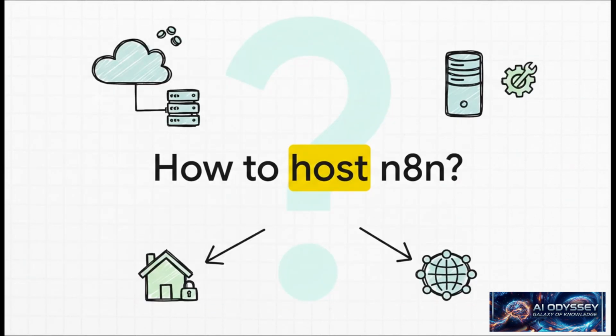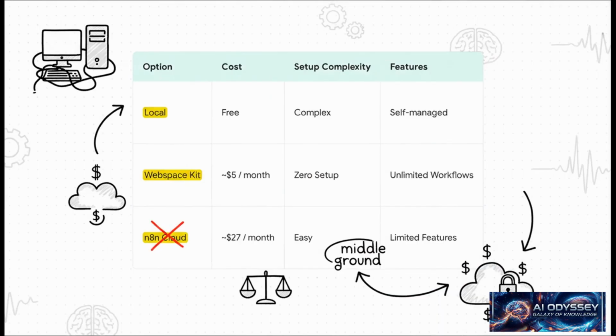So the first big question you've got to ask is, where is your n8n going to live? You've got a few options for hosting it, and each one has its own pros and cons. Really just depends on your budget and how technically savvy you're feeling. Okay, let's break it down. You can host it locally on your own computer, which is free, but honestly, the setup can be a bit of a headache. Then, on the other end of the spectrum, you've got the official n8n Cloud. Super easy to set up, but it's going to run you about $27 a month, and it has some limits.